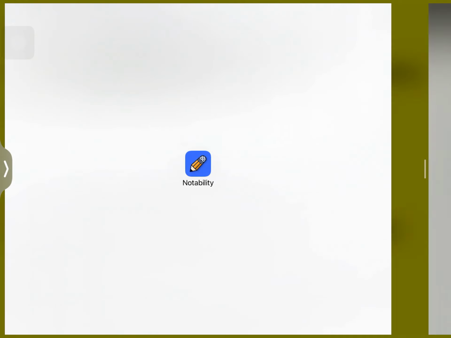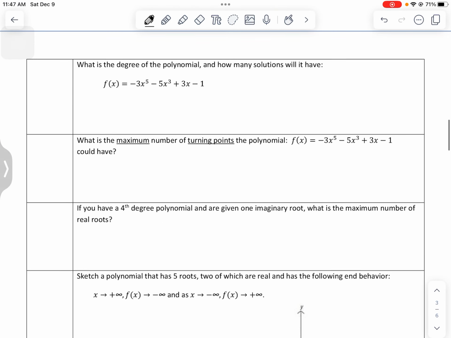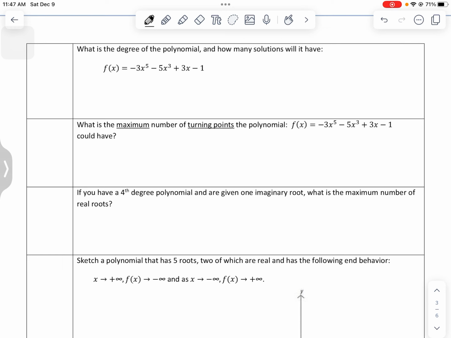So, all right. We should be done with Desmos for a little bit.